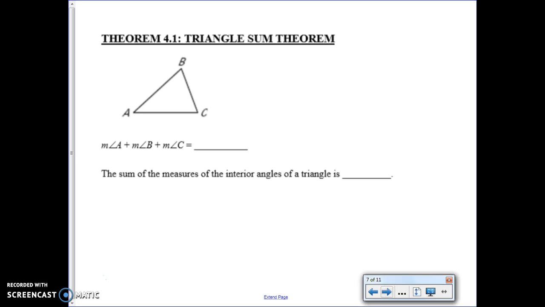Okay, so the triangle sum theorem, and you guys may know this from a previous math class, says that when you add all of the angles together, they add up to 180 degrees. So the measure of angle A plus the measure of angle B plus the measure of angle C is 180 degrees. So the sum of the measures of the interior angles of a triangle is 180 degrees.